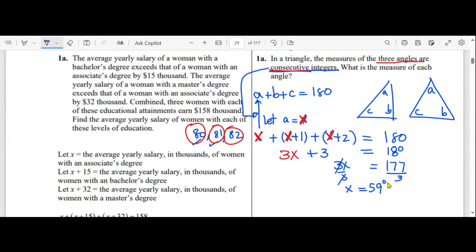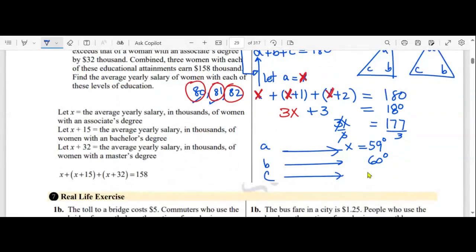So the first angle is how much? If angle A is 51, what do you think angle B will be? 60. How did you know 60? What's the angle 3?